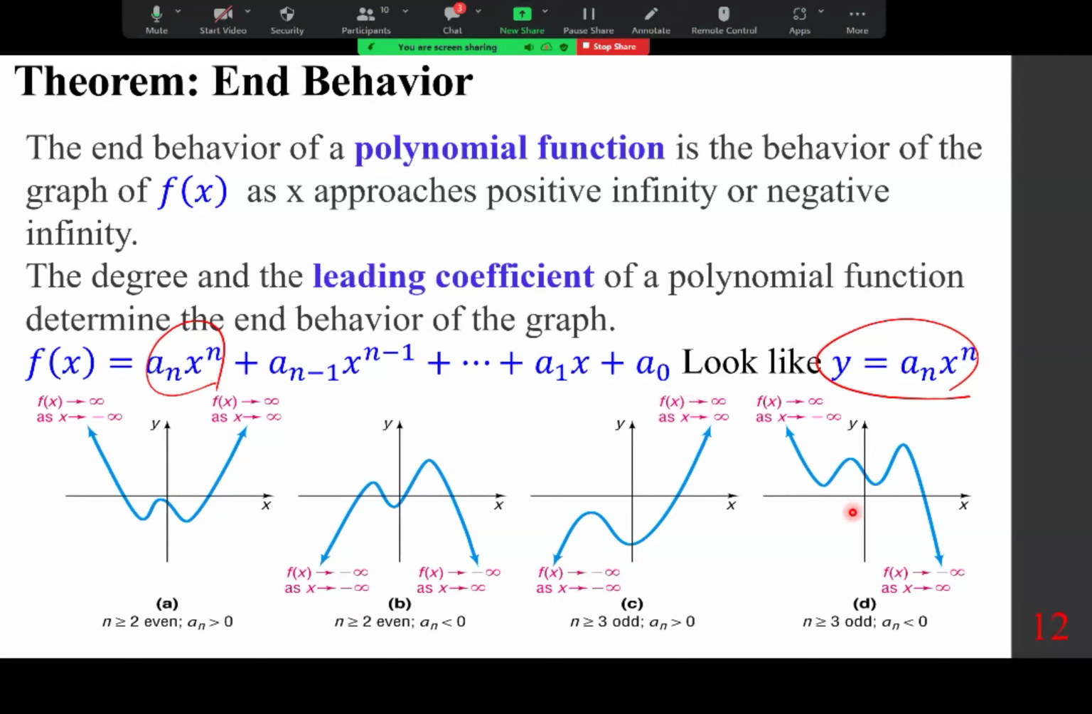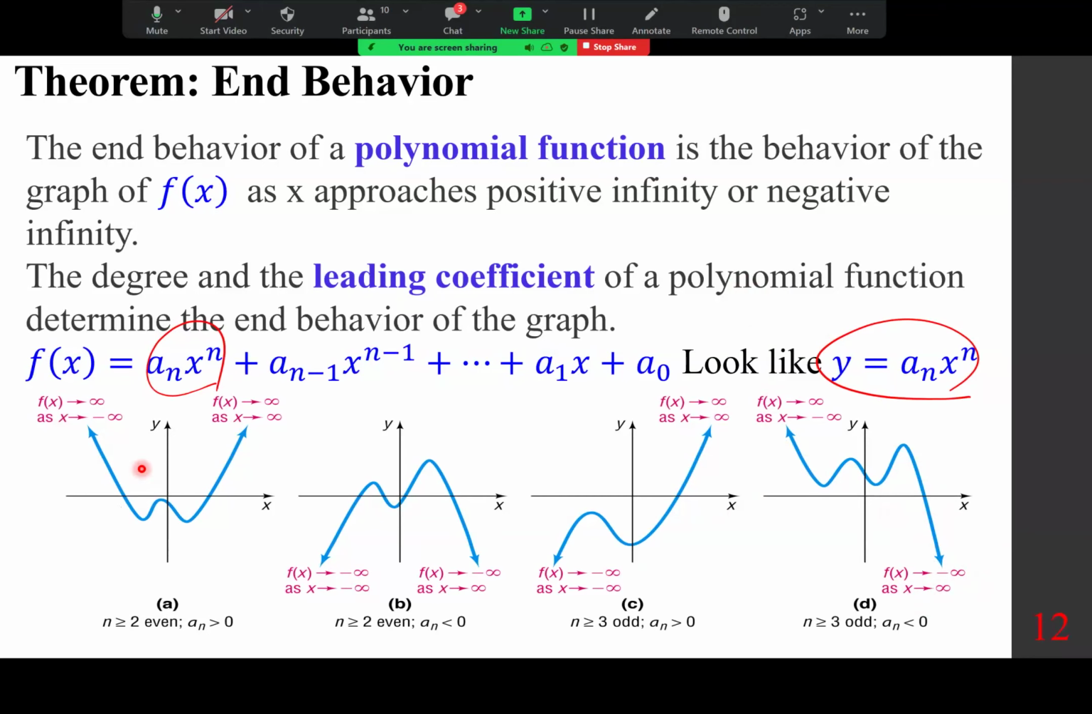And this one looks like minus x cubed. I'm talking about the end behavior. So this one is the first and the third quadrant. This one is the second and fourth quadrant. As x goes to negative infinity, we go this way, y blows up to infinity. In this case, when x goes to infinity and gets larger this way, f of x gets smaller. So that's the idea of the end behavior.